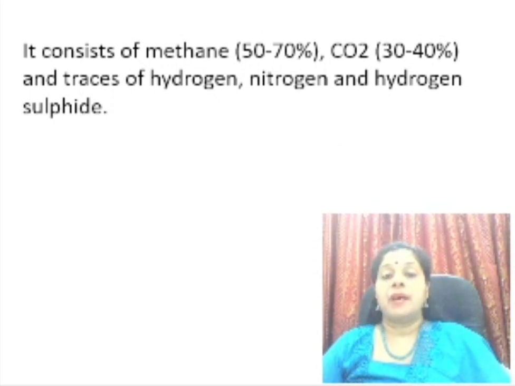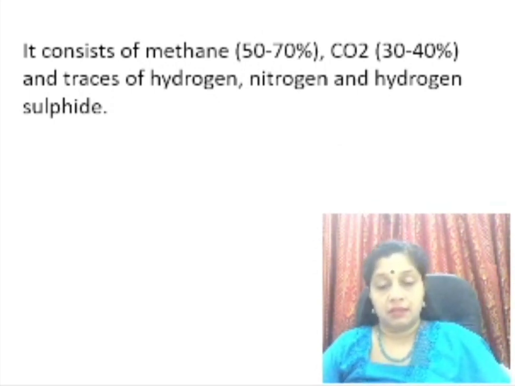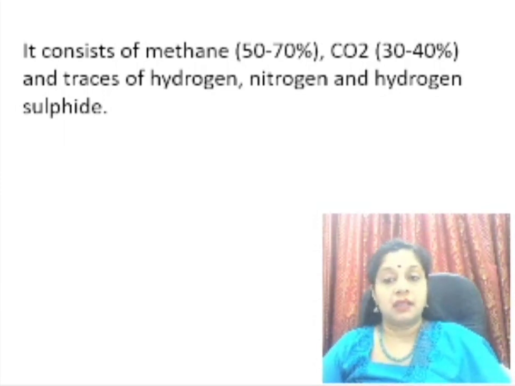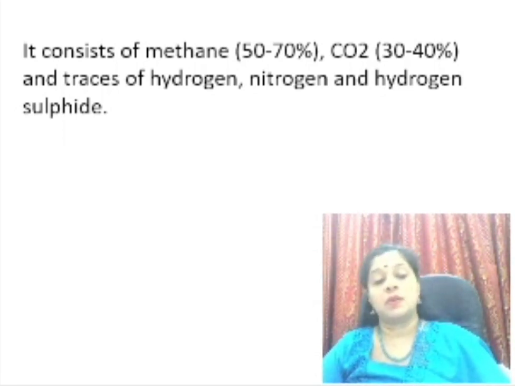The combination of the components of biogas: it consists of methane. The major proportion is methane, 50 to 70%. Carbon dioxide is around 30 to 40%, and hydrogen, nitrogen and hydrogen sulfide are also present.